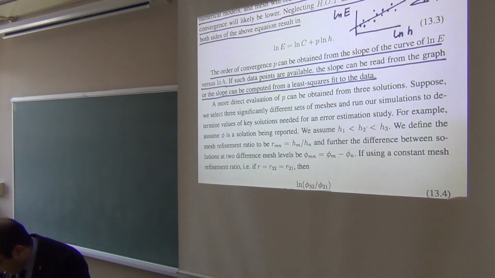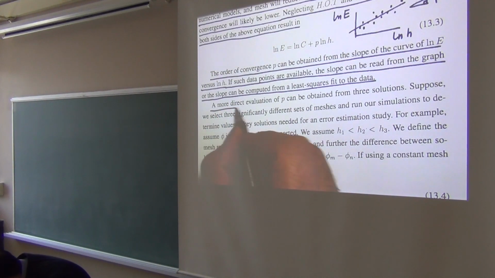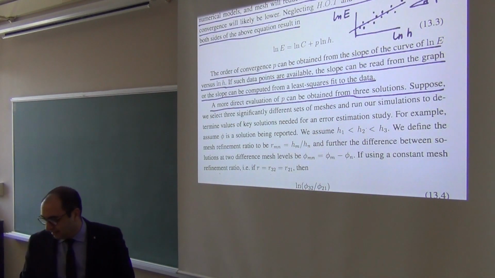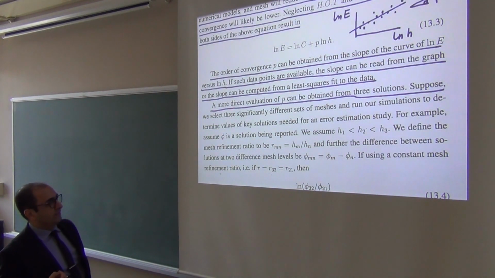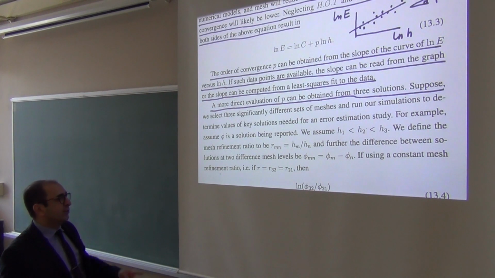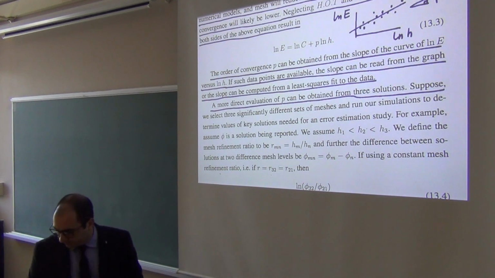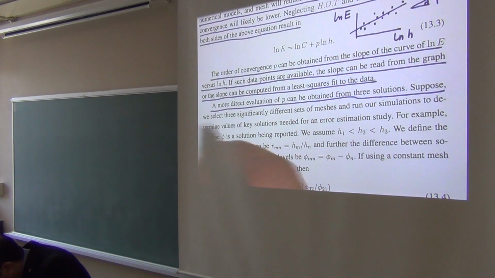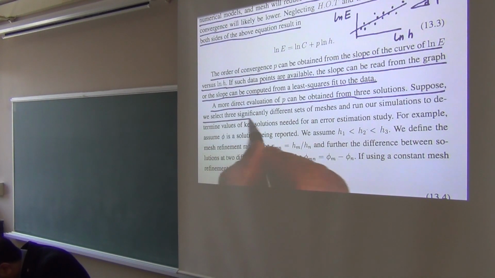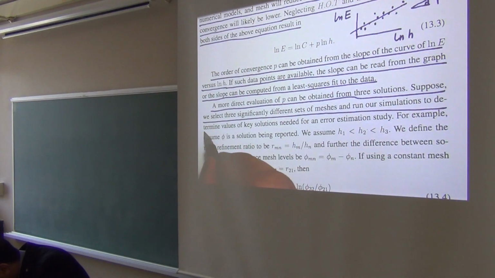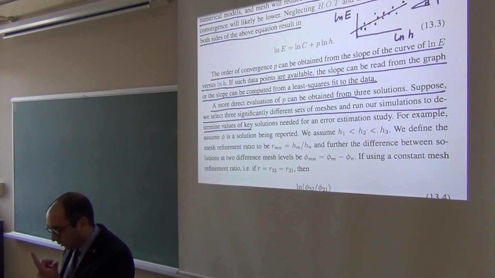A more direct way for finding P is obtained by three solutions. So you don't actually have to run the whole model 20 times. You actually need three solutions only to be able to calculate. Suppose we select three significantly different sets of meshes and run our simulations to determine values of one key solution, right?